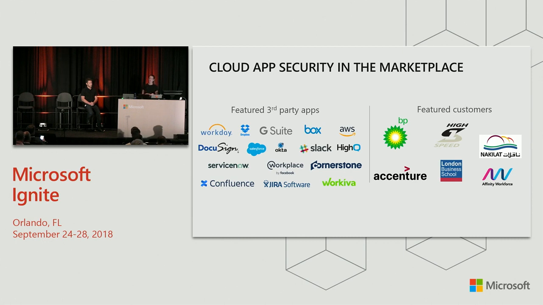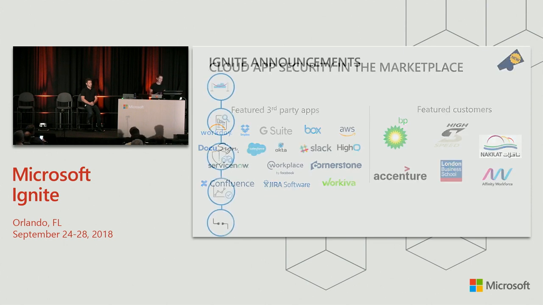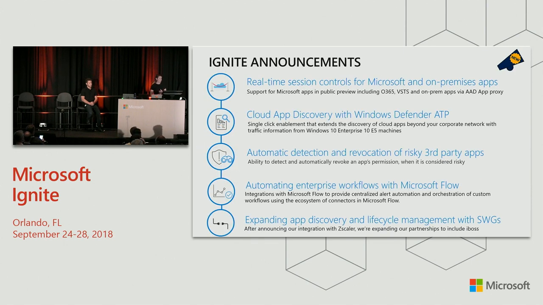Quick overview of what we support today. This is a selection of the featured third-party apps that you can closely manage with Cloud App Security today, as well as featured customers. This obviously is not a complete customer list, but if you go to customerstories.microsoft.com, you can find specific MCAS stories and how some of our customers are already using it today.